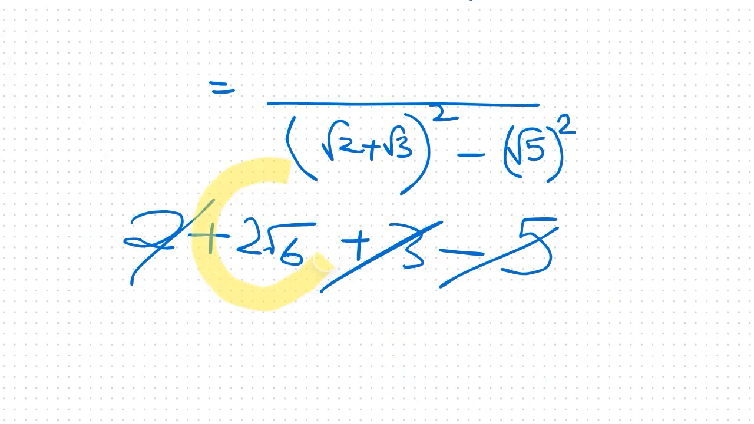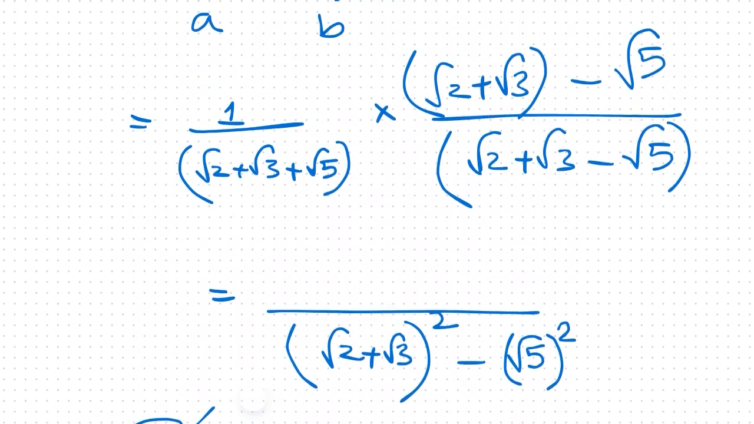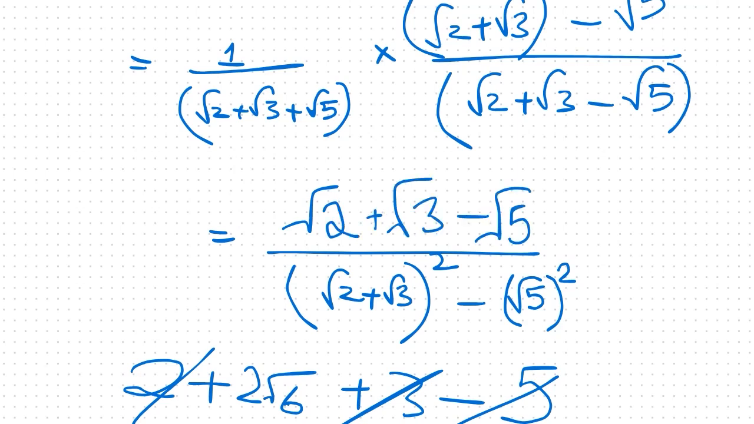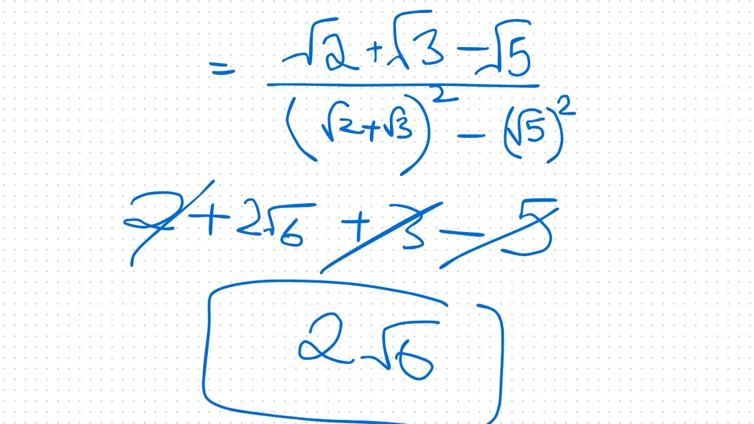So did you notice something? The denominator has been reduced to how many terms? 1. And what was in the numerator? Fill this also. So this is in the numerator, and in the denominator it is 2 root 6. So to rationalize it further, I think you know how to do it. You multiply by root 6.